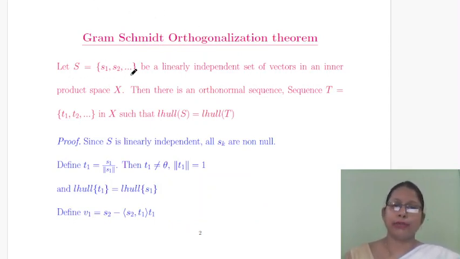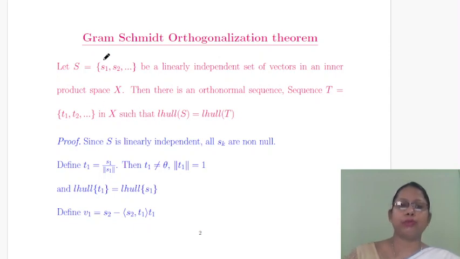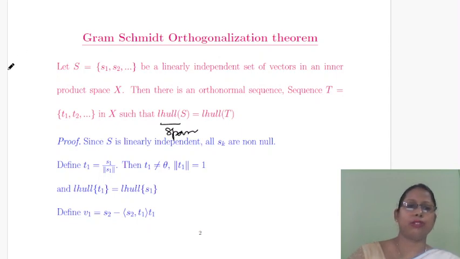Let S equal to {S1, S2, ...} be a linearly independent set of vectors in an inner product space X. Then there is an orthonormal sequence T equal to {T1, T2, ...} in X corresponding to this S such that the linear hull of S is equal to the linear hull of T. That is, linear hull is nothing but the linear span.